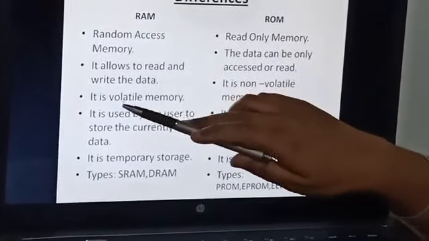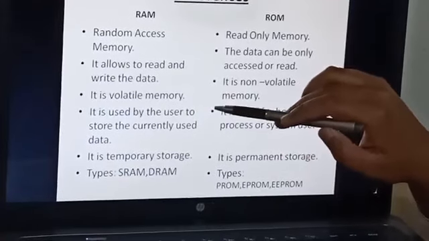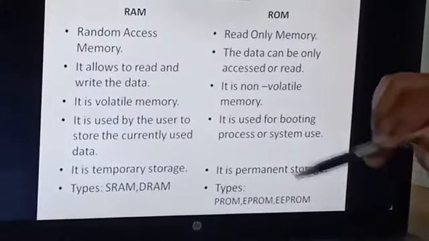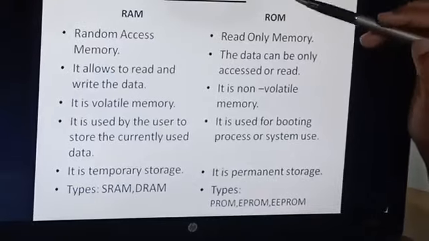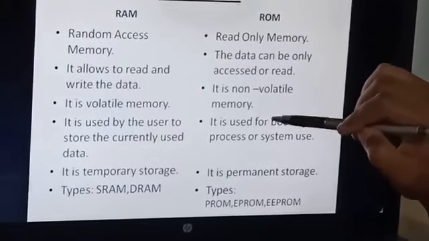The third point is that RAM is volatile memory. Volatile means the temporary memory. It will store the data till the power is on. And ROM is non-volatile memory.